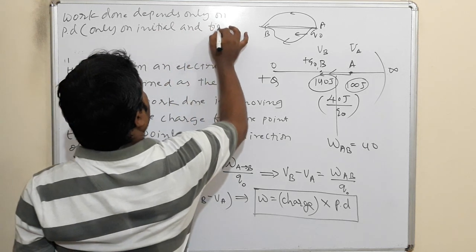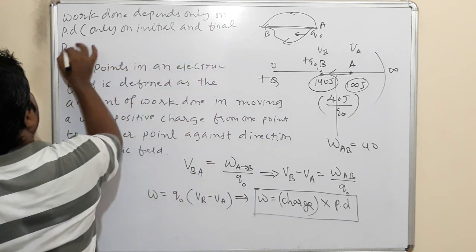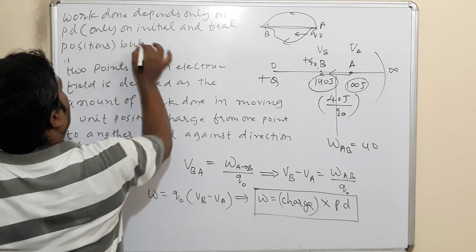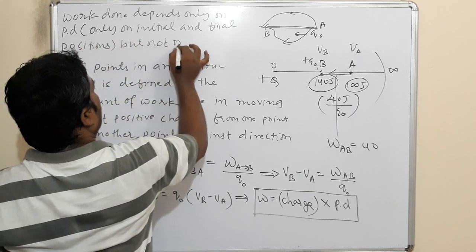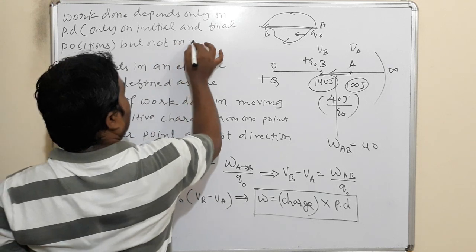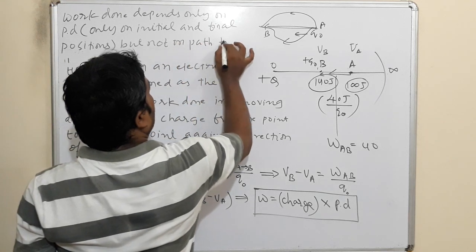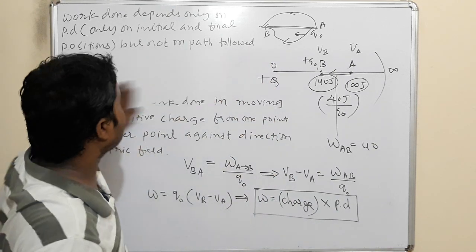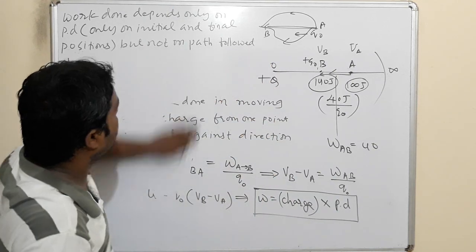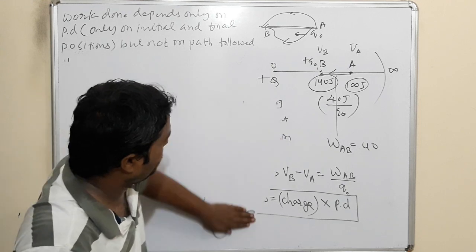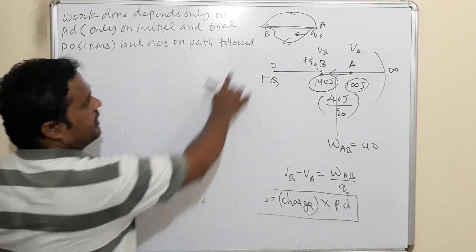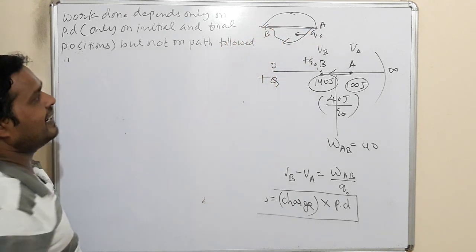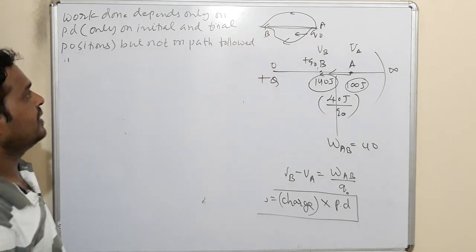Initial and final positions. The work done depends only on the initial and final positions, but not on the path followed. It is very important. Work done does not depend on the path followed. It depends only on the initial and final position. What is the potential difference between these 2 points? It depends only on potential difference. It does not depend on the path followed.